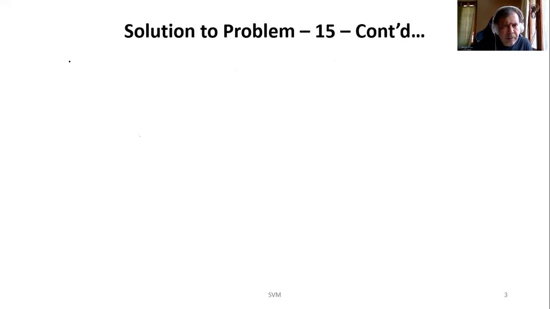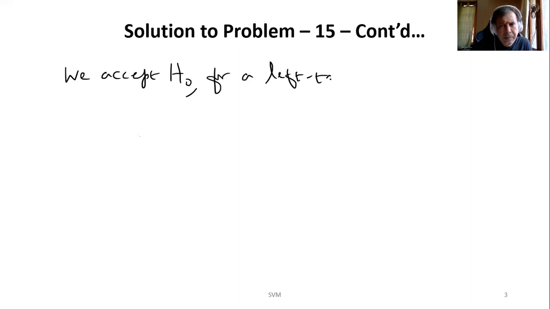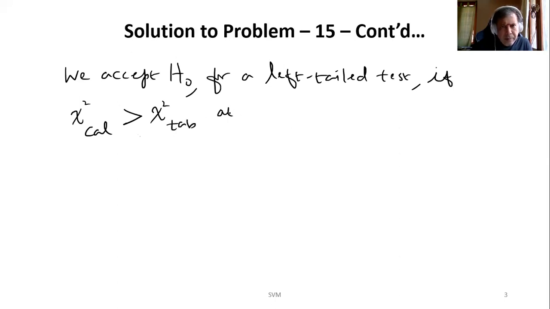Now, when do we accept the null hypothesis for a left-tailed test? So we accept H naught for a left-tailed test if chi-square calculated value is larger than chi-square table value at n minus 1 degrees of freedom. Here it is 30 minus 1 at 1 minus alpha.